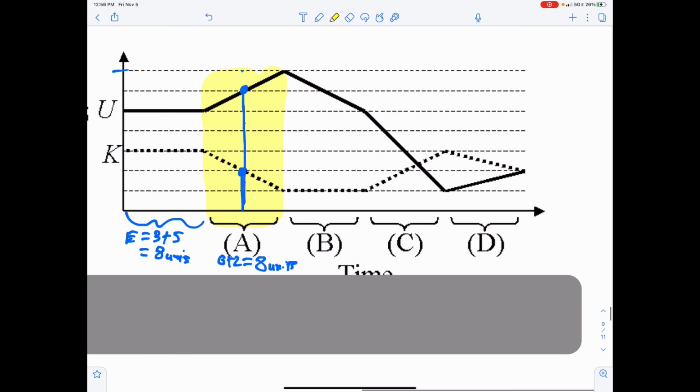What's going on in this segment here? Well, in segment B, you have the same kinetic energy, but you have a drop in potential energy, a drop in gravitational potential with the same kinetic energy. So that means as interval B goes along, there is a loss in total mechanical energy here.